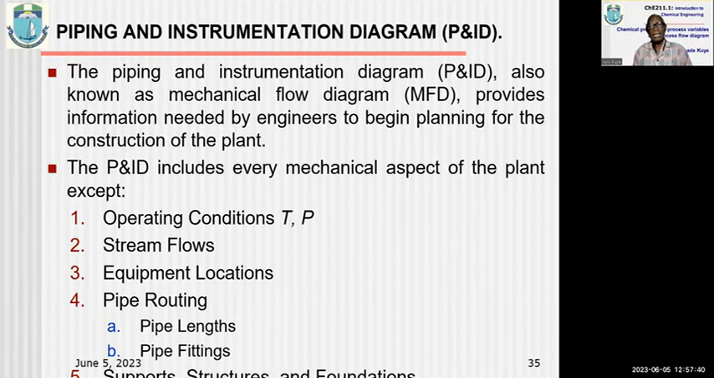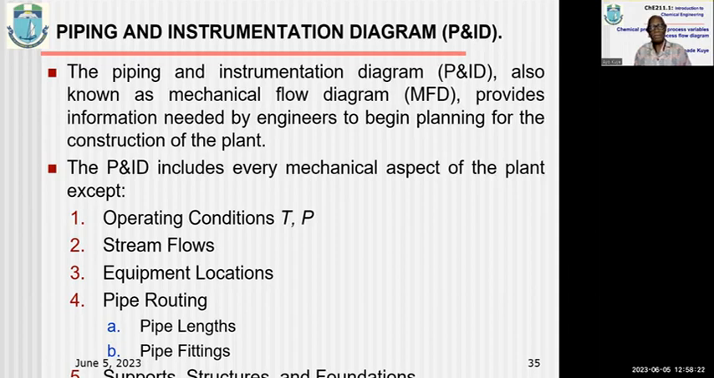So the P&ID diagram, which is also known as a mechanical flow diagram, provides information needed by engineers to now begin planning for the construction of the plant. And that's why I said you've already finished your design. Now you're at the stage of saying, well, look, we want to go from the drawing board to the field. So you now need to give the details, which will include operating conditions, stream flows, and equipment locations, which is what you have done under your PFD.